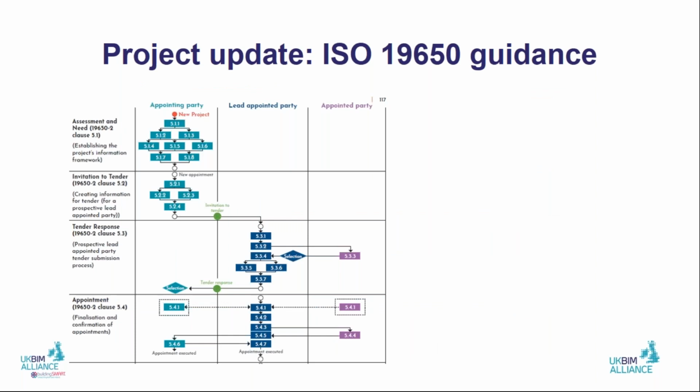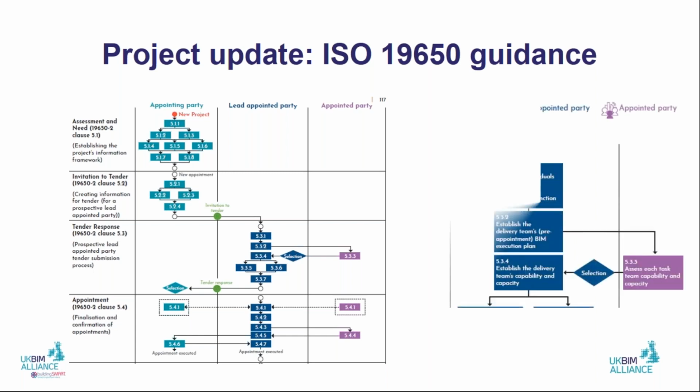We've also got the process map. Now, that was part of the 2nd edition of the guidance. So what the process map does is it allocates each of the clauses according to activity and according to party undertaking that activity. So there's an overview of it.